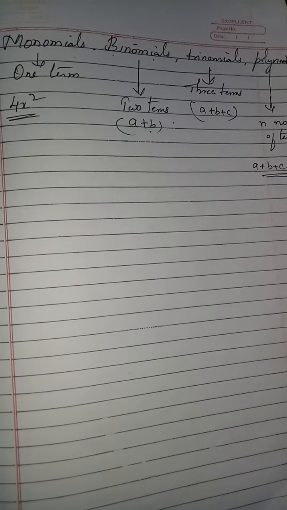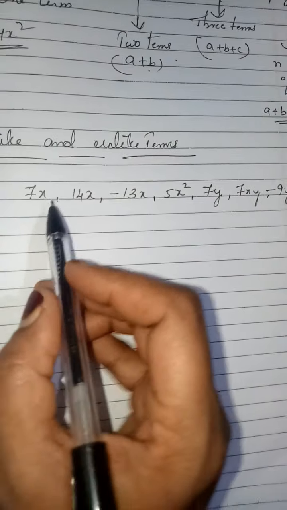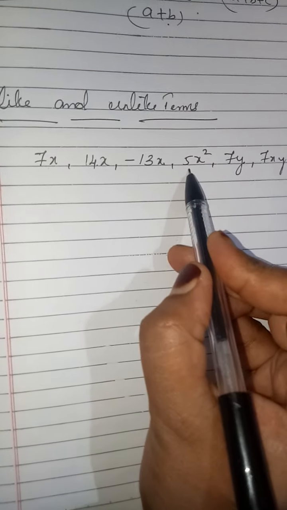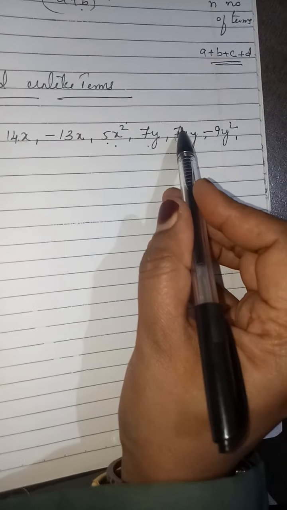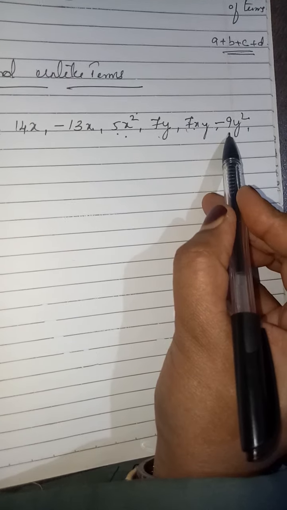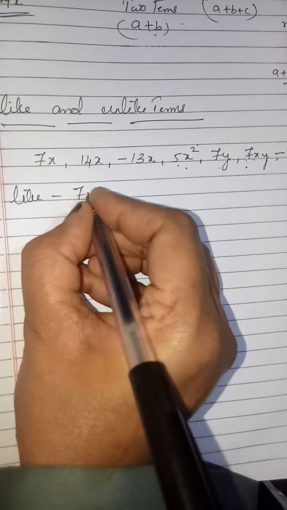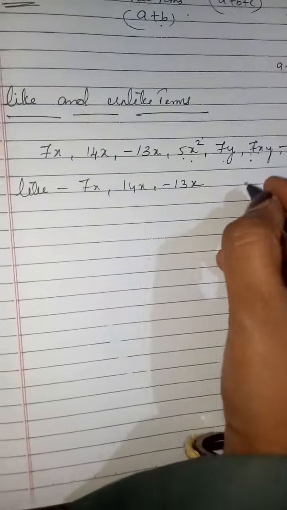Okay, next we are going to learn about the like and unlike terms. What are these like and unlike terms? You have learned in previous classes also. Like terms means, for example, 7x, 14x, 13x, 5x square, all these are like terms. Unlike means what? Here if you see, the variables are x and y, and here it is y square. These are the unlike terms. Let us write down here. Like terms are 7x, 14x and minus 13x. These are the like terms.